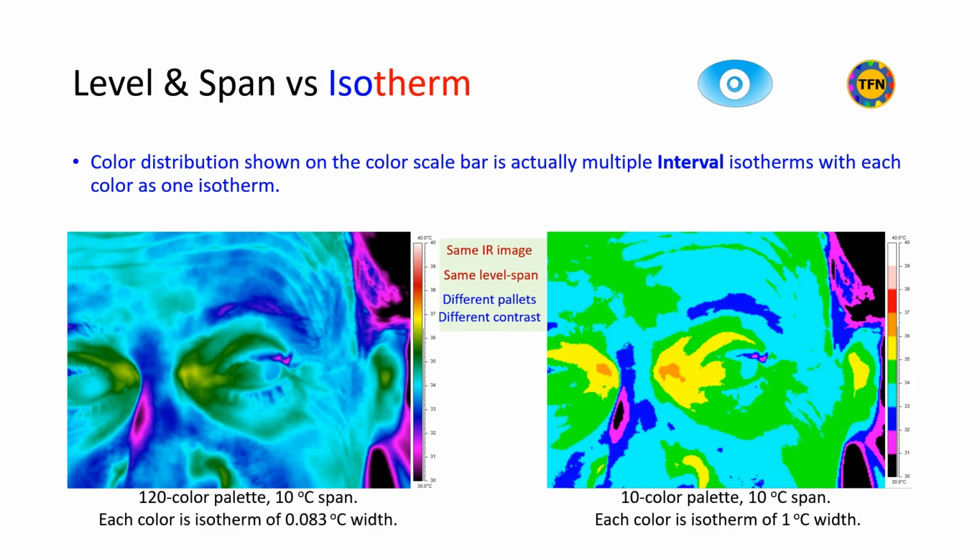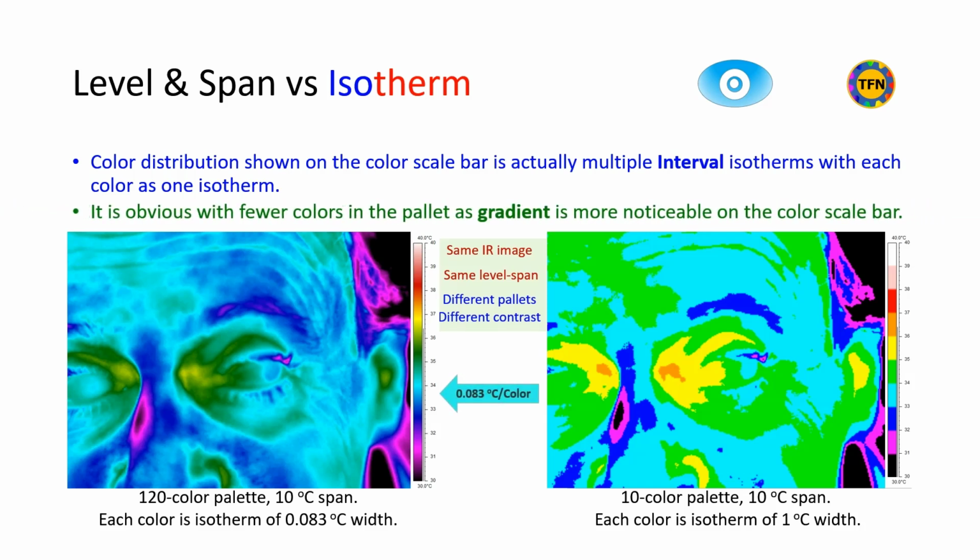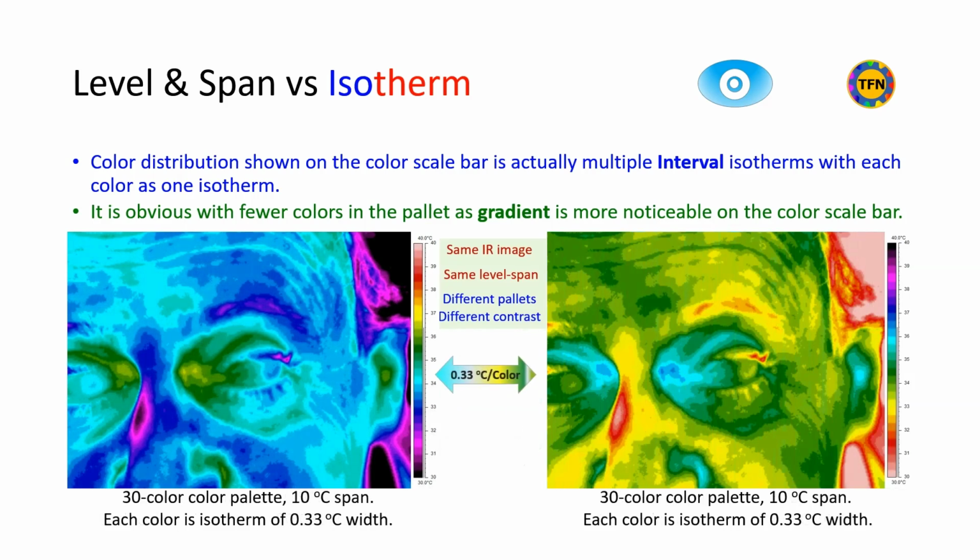Each color shown on the color scale bar is actually an isotherm as it displays areas of certain temperature zone on the image. Multiple colors mean multiple isotherms. It is obvious with fewer colors in the palette as gradient is more noticeable on the color scale bar. This is an example of 30 color palettes with 0.33 degrees Celsius per color, same as 30 isotherms with a width of 0.33 Celsius each.